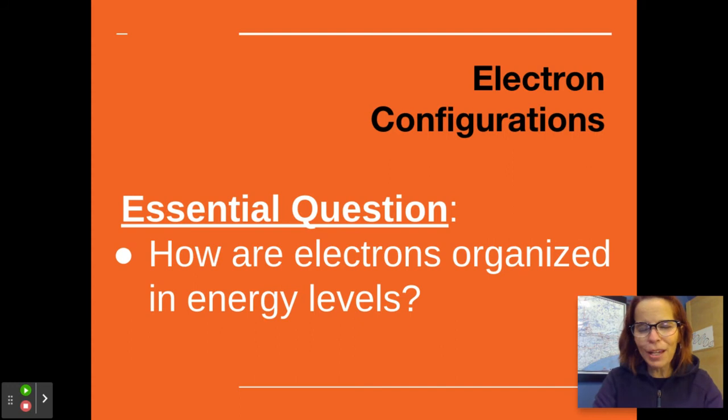Get your notes out, label it with today's date, and our title is Electron Configurations. Our essential question today is: how are electrons organized in energy levels? We're going to look at the Bohr model first, and then we're going to see that the Bohr model had some flaws, and then we're going to look a little bit more at the modern electron configurations.